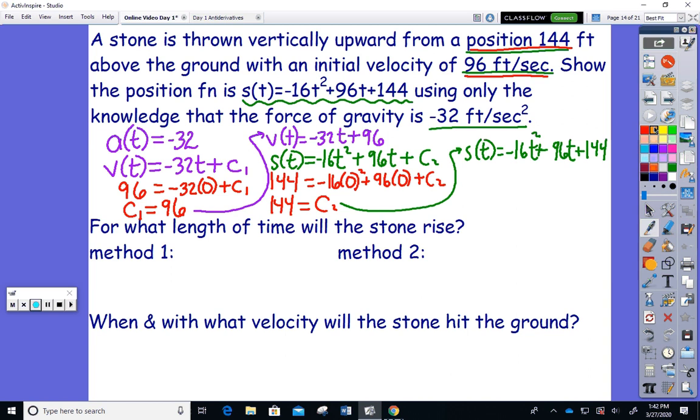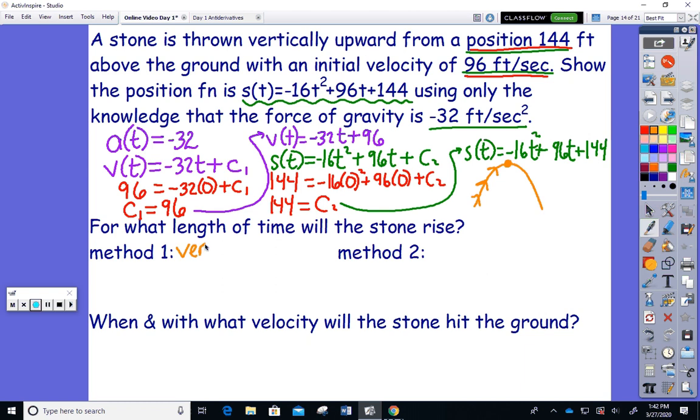Method 1 is to take you all the way back to Algebra 2 and Pre-Calculus. Remember that the position equation indicates that your position graph is an upside down parabola, and so the stone's going to rise until it hits the vertex, and then it will begin to fall. So if you want to know for what length of time the stone will rise, find the time when it hits the vertex. So just use the vertex formula.